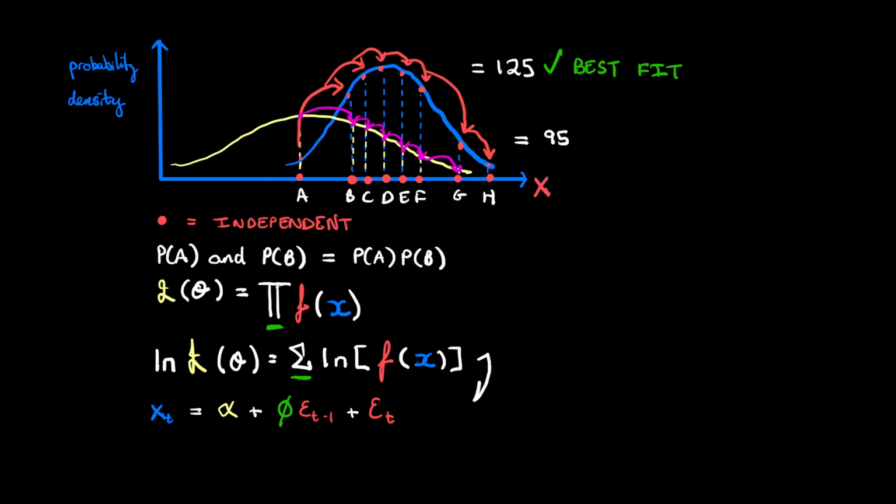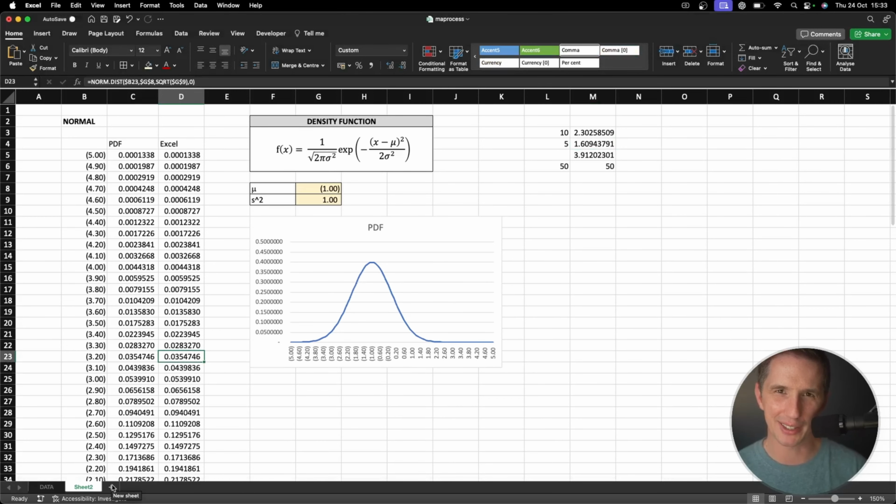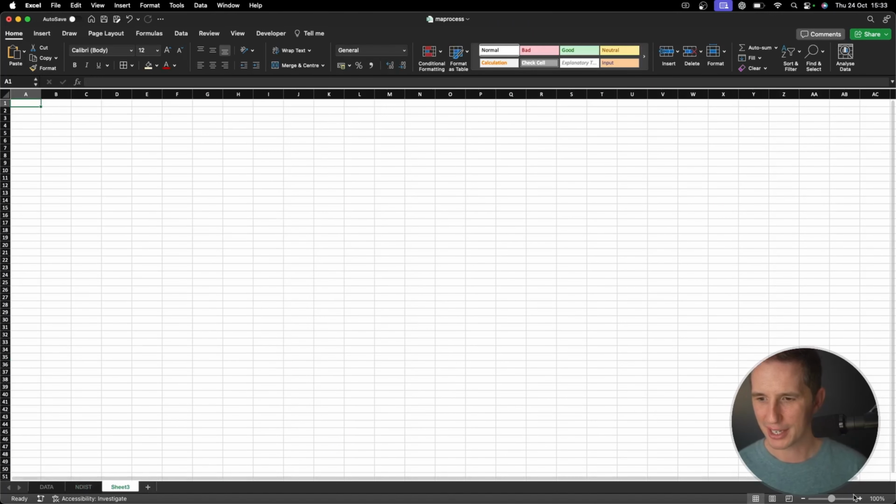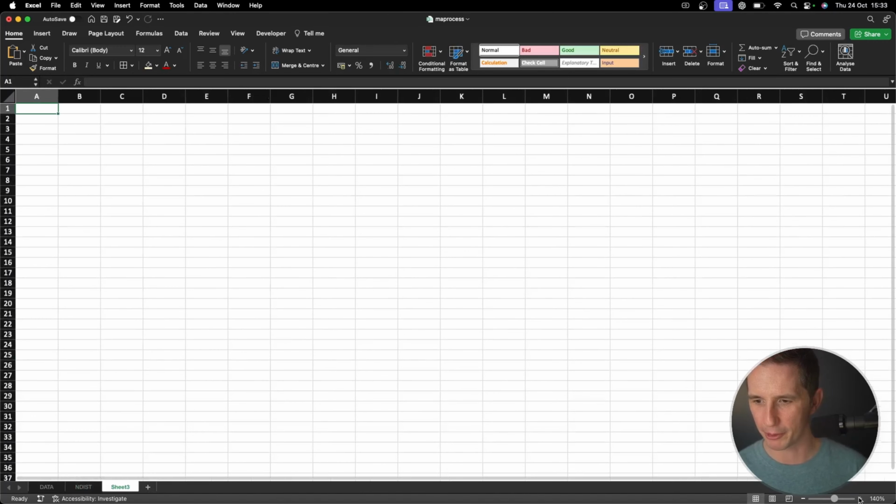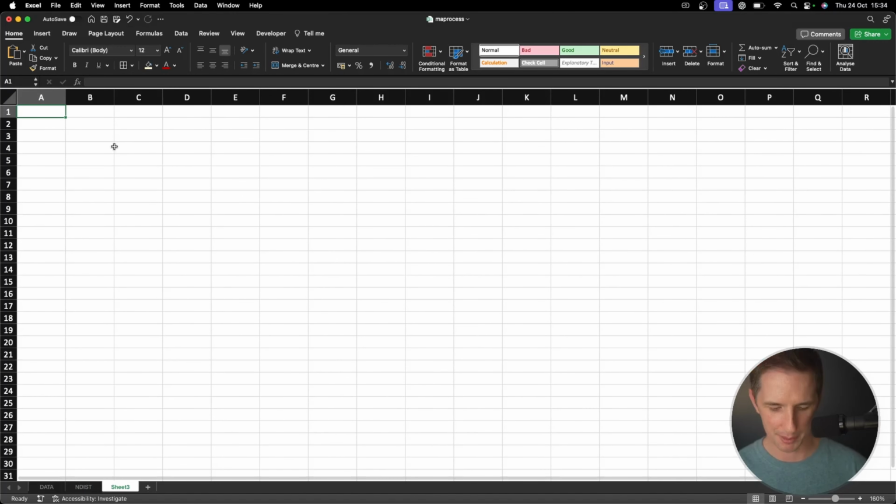And so this x sub t, which is going to be equal to our alpha plus phi of the prior period's market shock plus the current market shock or error, whatever you want to call it, is really given by this maximum likelihood. Let's actually start modeling this now. I'm going to call this sheet ndist or something like that and move on to a new sheet. And let's just get some data. I'm going to zoom in here for you as well. Let's just get some data put together over here.